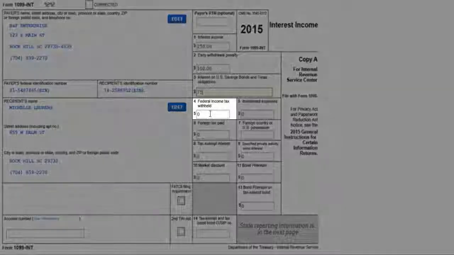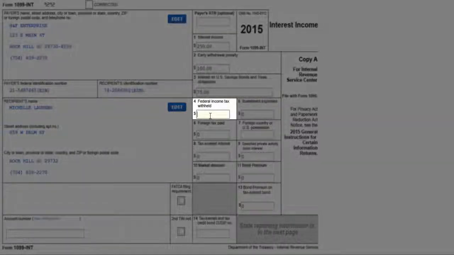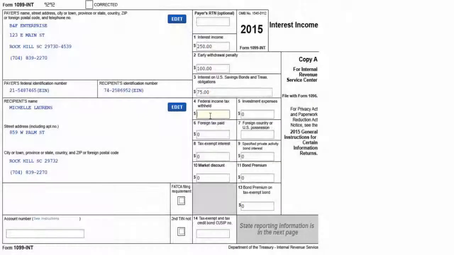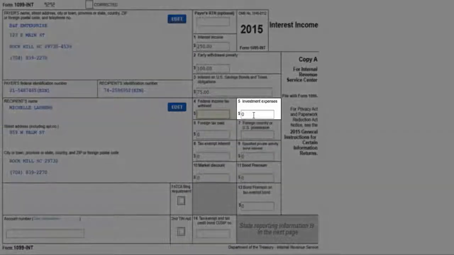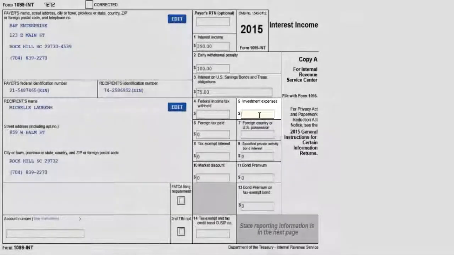Box 4. Enter backup withholding. For example, if a recipient doesn't furnish their TIN to you, you must backup withhold at a 28% rate on payments required to be reported in box 1, 3, and 8 on this form. Box 5. For single class REMICs only. Enter the regular interest holder's proportional share of investment expenses deductible by a single class REMIC.